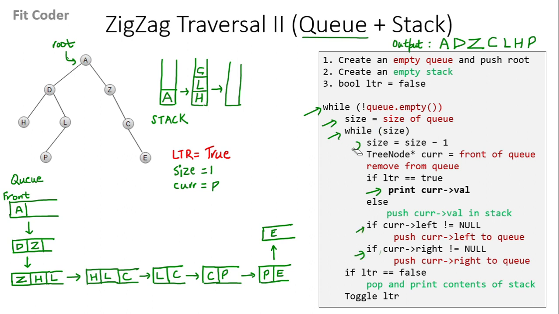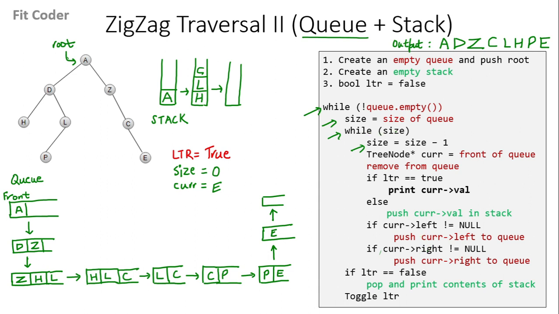Then we again come here while size. So size is greater than 0. We decrement the value of size. So size now is 0. Current becomes equal to front of Q, which is E. Then we remove from the Q. So Q becomes empty. If LTR is true, we print the value of current. So we print E, and then we check left and right of E. So both are null. So these two if conditions are false.